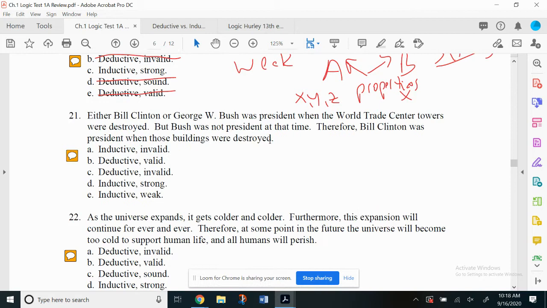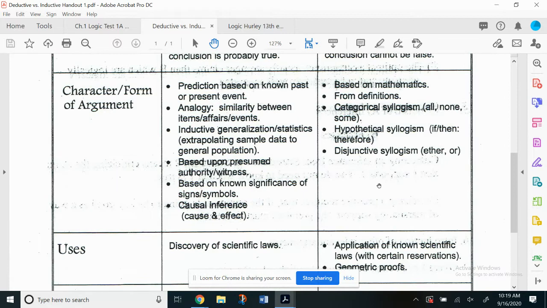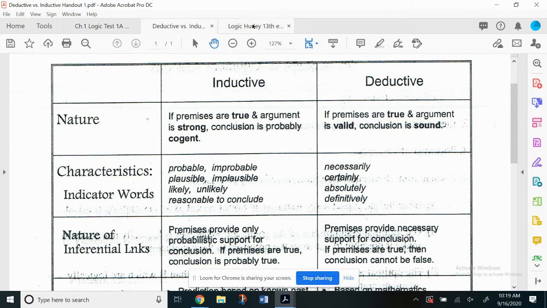What about 21? Either Bill or George Bush was president, blah, blah, blah. Therefore, blah, blah, blah. How many of you see trigger words in here that give it away, deductive or inductive? Push pause, think about it. Okay, we're back. How many of you saw either/or? If you did, and once you saw those, you thought deductive, you went back to your reading, you thought, oh yeah, I got this, or you went to your cheat sheet and you saw that, of course, like I said earlier, that's a typo. But I'm just saying, you saw that and you thought, oh, it's deductive, right? Well, you're right.